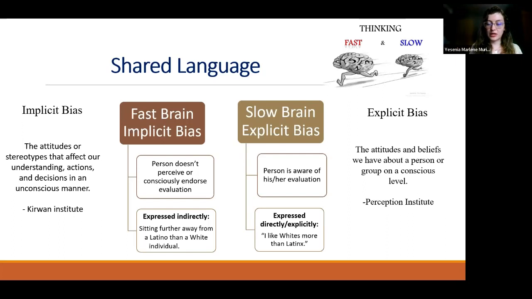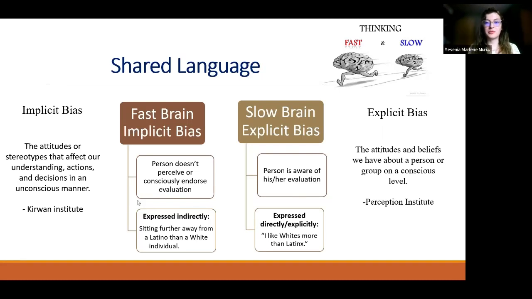Examining the difference between implicit and explicit, implicit biases are the attitudes or stereotypes that affect our understanding, actions, and decisions in an unconscious manner, right? We're not conscious of it. No consideration for alternative points of view is there. We don't think that there's an alternative. We think that is correct. And explicit bias are the attitudes and beliefs that we have about a person or group on a conscious level. We are fully aware of that belief or idea or judgment that we're making.